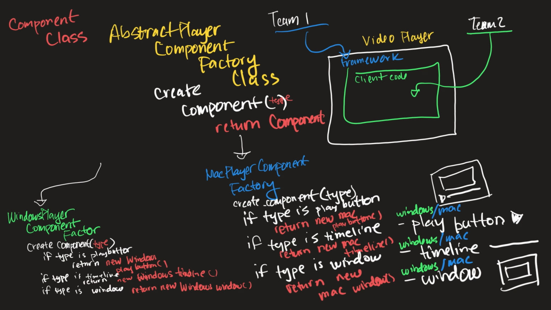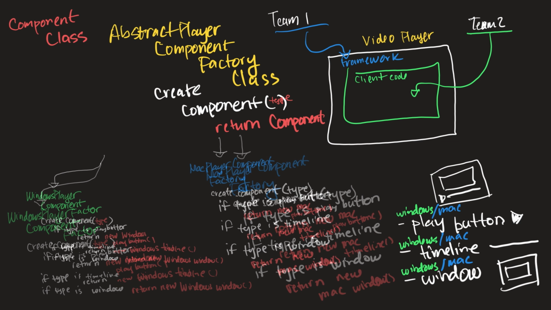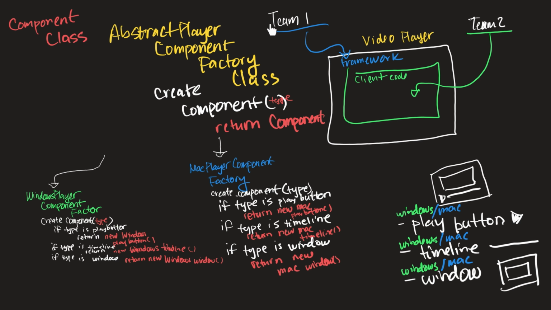So as you can see here, the create component for the Mac factory is going to return a new Mac play button if the type is button, it's going to return a new Mac timeline if the type is timeline, and it's going to return a new Mac window if the type is window. Now remember, all of this is still Team 1's code.